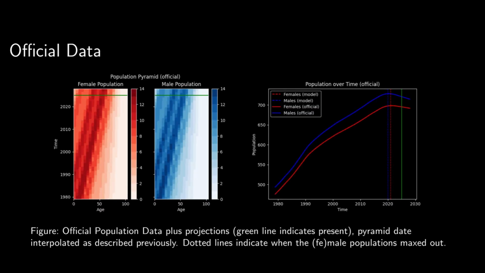Now before we get to the model predictions, this is the official population data gathered from populationpyramid.net. This slide shows two plots. The left shows the actual age distribution over time, and the right shows the total population, including projected growth, shown as the data beyond the green line. The dotted lines in red and blue show when the male and female populations peaked. The pixelation we see on the left is a consequence of a 5-year bucketing, and I hope this can justify the linear interpolation of the population to a 1-year resolution.